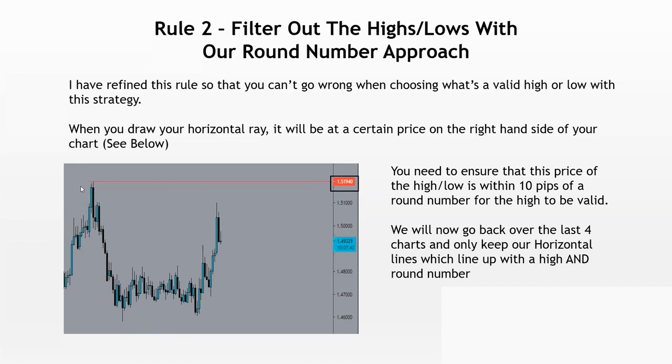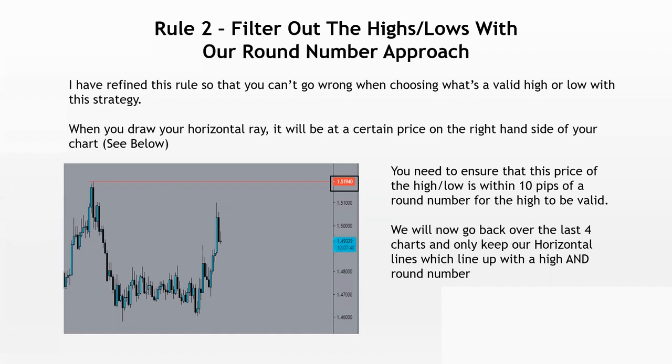If you're on TradingView and you're doing this along with me, you'll notice that when you've drawn that, there should be a price on the right-hand side. So we need to ensure that this price of the high or the low is within 10 pips of a round number. So for example, this here is at 1.5194. Add 6 pips to that, you have 1.52, which is a round number. Because this is within 10 pips of a round number, you are going to keep this line on your chart.